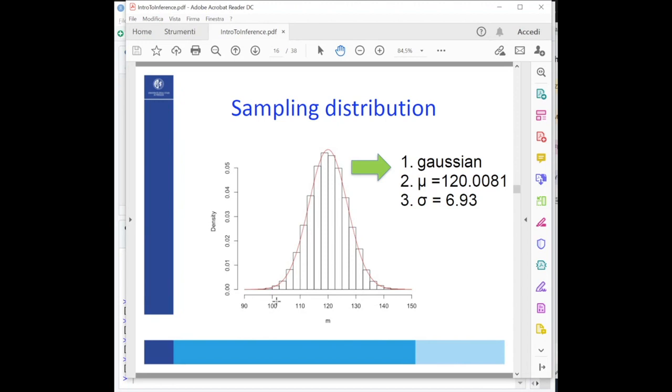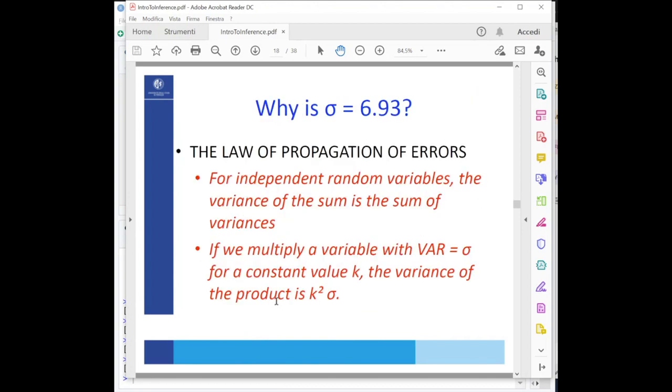So I have to take 3 very rare individuals from the original population. So the probability of getting a mean of 140 is much lower than the probability of getting 1 individual of 140. So that's why we feel that the standard deviation for the sampling distribution should be smaller than the original standard deviation. But then we can still prove this because there is the so-called law of propagation of errors.